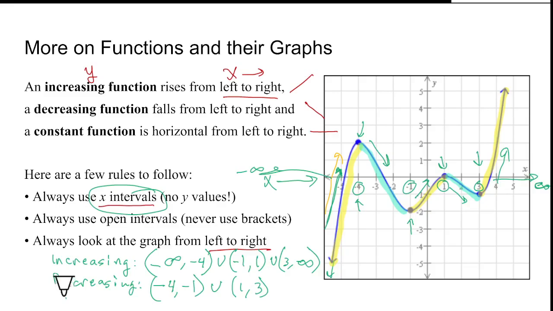And then if we talk about constant, we could just list that as none. There's none, no part of the graph is constant. Okay, so that's one thing, is looking for increasing, decreasing, constant.